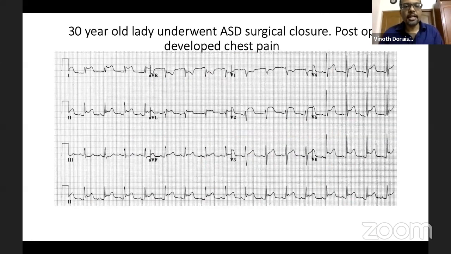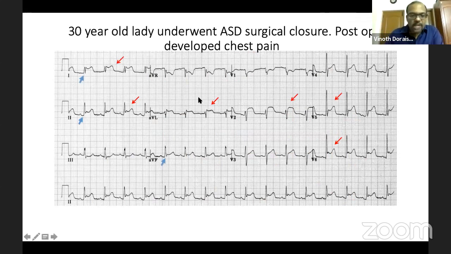So this is a 30-year-old lady who underwent an ASD surgical closure and post-operatively developed chest pain on day 2. So here you can see an ST segment elevation, but it is present in multiple leads. It is not confined to any territory. Lead 1, lead 2, lead AVL, and even almost all of the precordial leads. So definitely it cannot be a myocardial infarction. It is very rare for all the coronary arteries to get blocked at the same time.